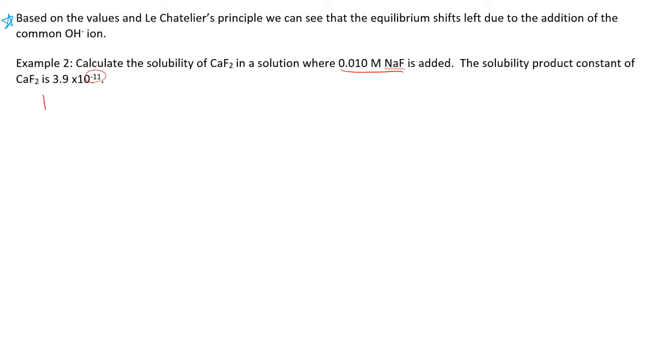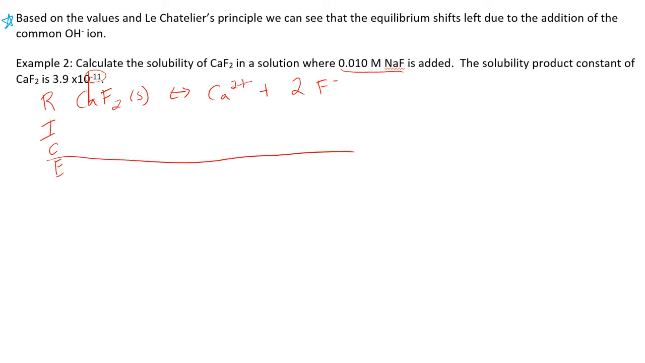First, we're going to have to use a RICE table here. We've got calcium fluoride, solid, in equilibrium with calcium ion and 2 fluoride ions, both being aqueous. First thing, always, we can eliminate that solid. Initially we have some amount of calcium and some amount of fluoride, but fluoride is twice as big as our calcium because of that coefficient.